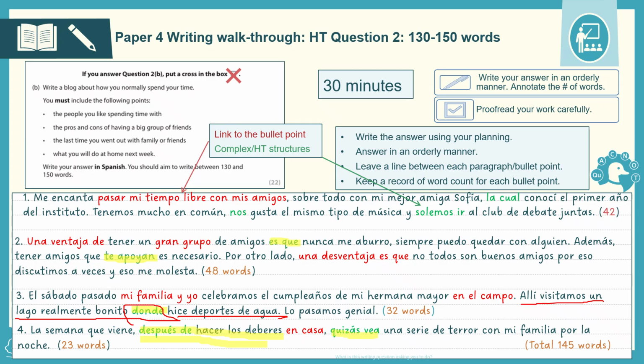Quizás vea, maybe I watch a horror series with my family in the evening. Now, I would put more in that one, I would say. I think it's quite short. I could finish it with what I said before. Será genial. It will be great.